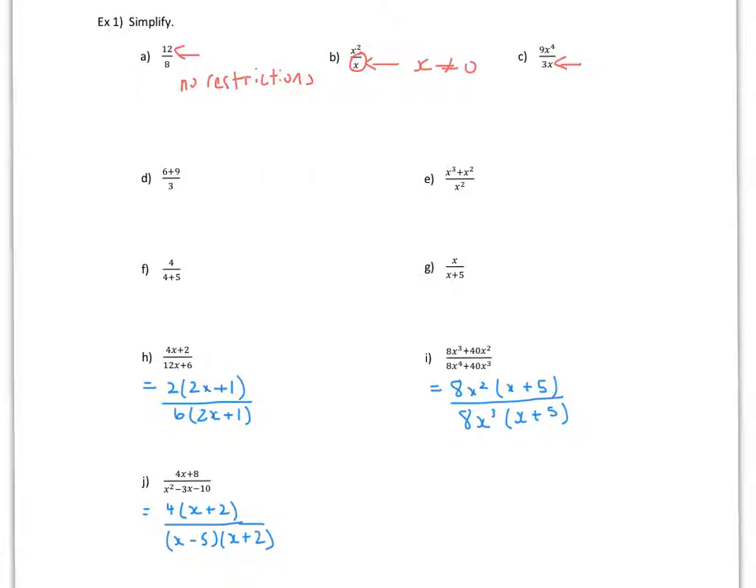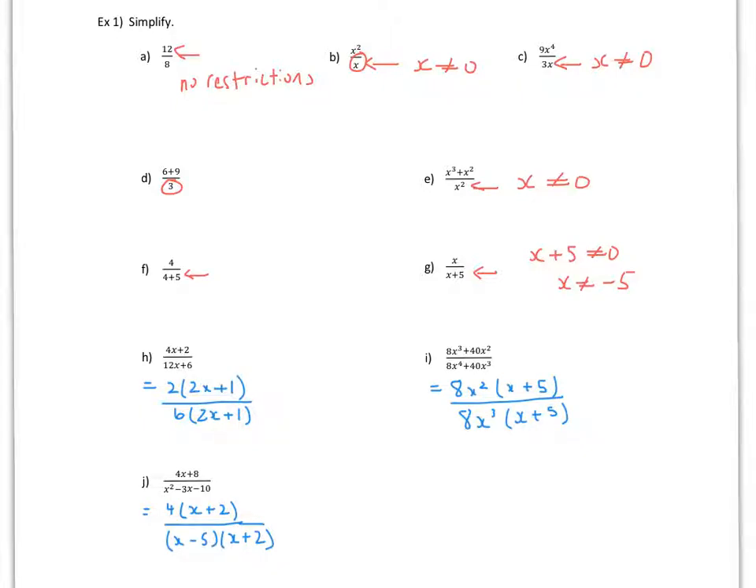Similarly here, I have a 3. 3 is a 3. It will never equal 0 by itself. But 3 times x will equal 0 if x is equal to 0. So x cannot equal 0 here. Part D, 3 is just a 3. It will never equal 0, so there's no restriction on that one. Here, x times x squared cannot equal 0, which means x cannot equal 0. No variable on the bottom here, no restrictions. X plus 5 cannot equal 0, which means then that x cannot equal -5.